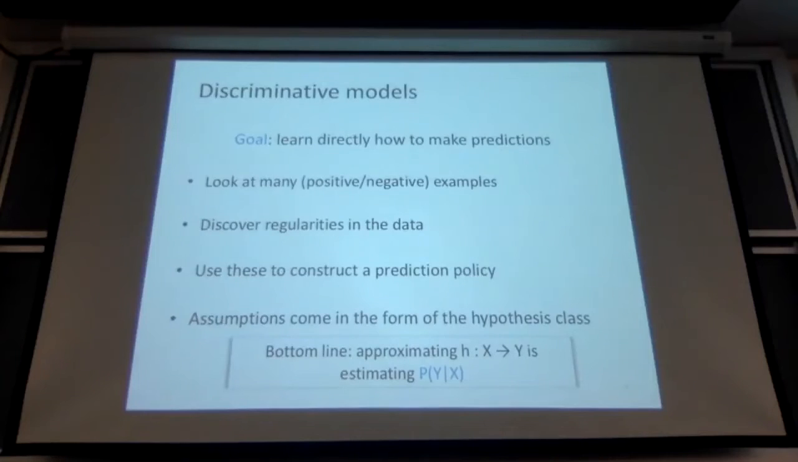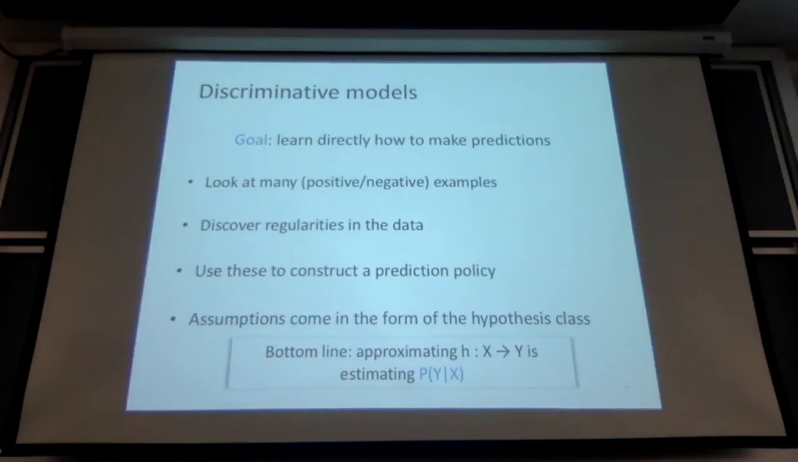In particular, more importantly, we are learning how to directly make predictions. We don't care about how the data looks. We don't care about how the inputs look. We just want to learn a function that converts inputs to outputs. We look at many examples. We find regularities in the prediction part of the data, namely interactions between the x's and the y's, and we construct a prediction policy.